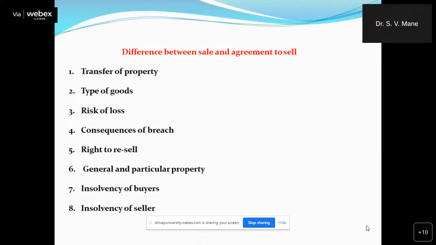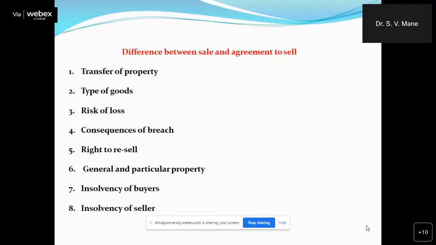Then general and particular property. A sale is a contract or conveyance which creates a right in rem, which gives the right to the buyer to enjoy the goods against the world at large, including the seller. An agreement to sell is a contract which creates a right in personam, which gives a right to the buyer against the seller to compensate the damages.